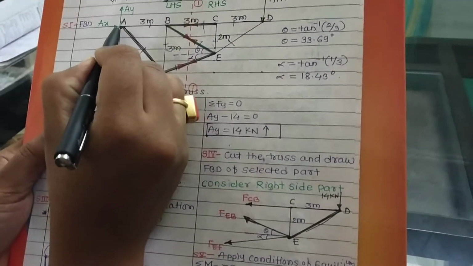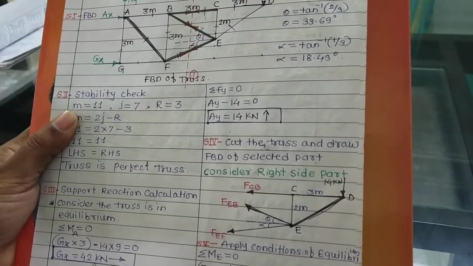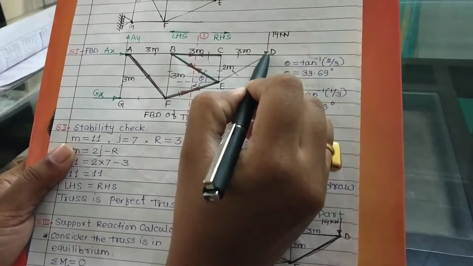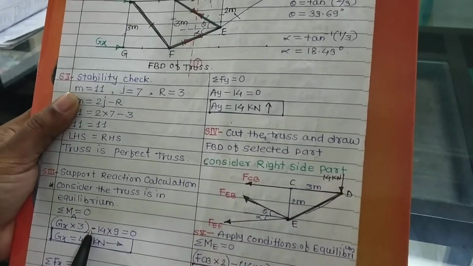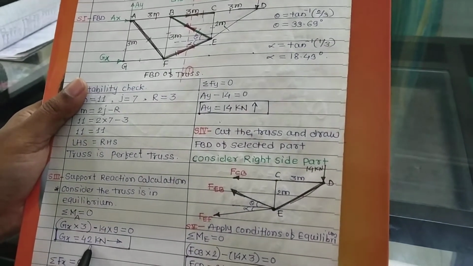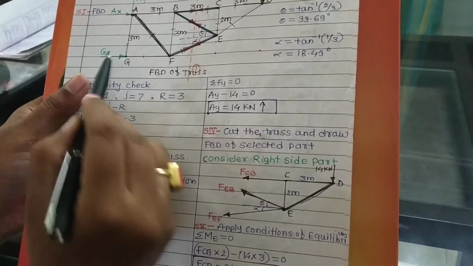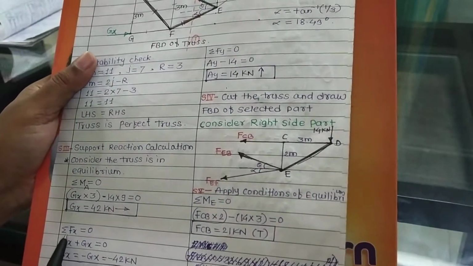By taking moment at point A, you will find Gx. Gx is rotating about point A in the anti-clockwise sense, that's why its moment is positive. The 14 kilonewton force is rotating about point A in the clockwise sense, that is why it is negative. So we got the Gx value as positive 42. It means that the Gx assumption is correct. It is acting rightward.